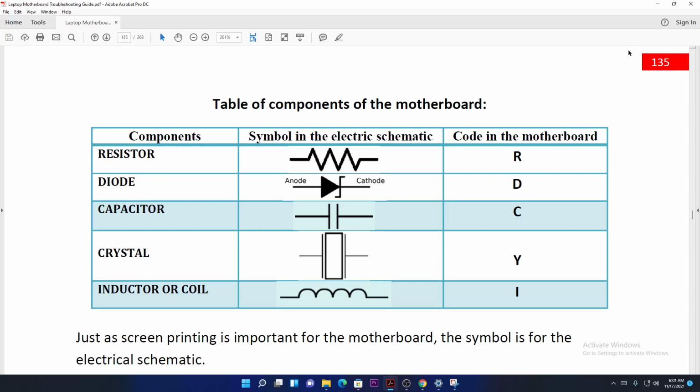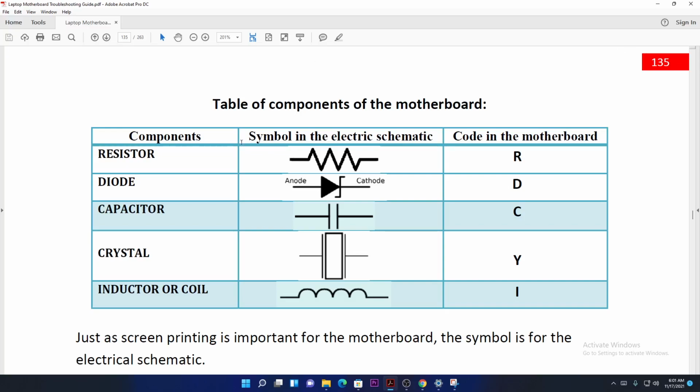So today we have some symbols and signs, and some readings that we have to explain, that you will see in laptops as well as in schematics. So you have to understand all these readings, okay?